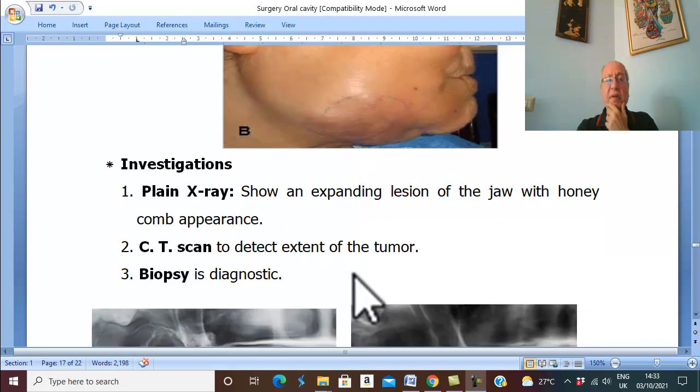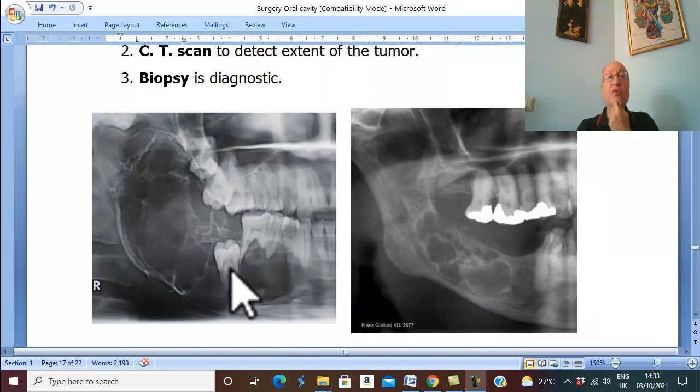Investigation: plain X-ray. Plain X-ray will show the bone expansion, thinning of cortical bone, and the swelling is divided into nearly equal compartments, like a honeycomb appearance. CT scan is important to show the local extension of the tumor. Biopsy is diagnostic.